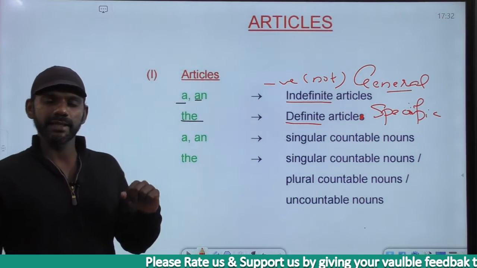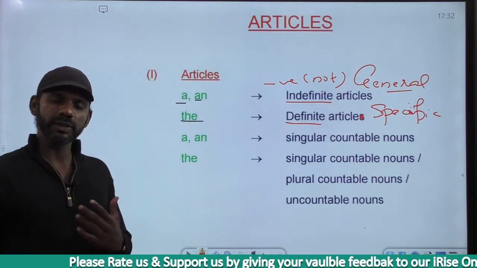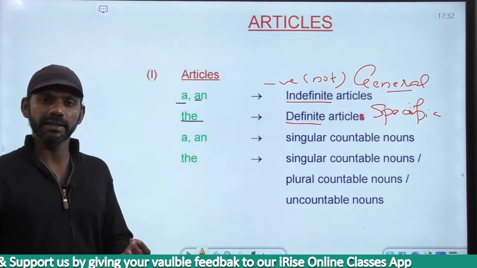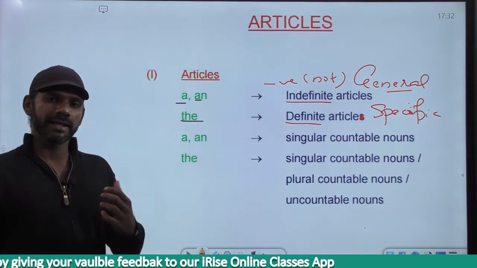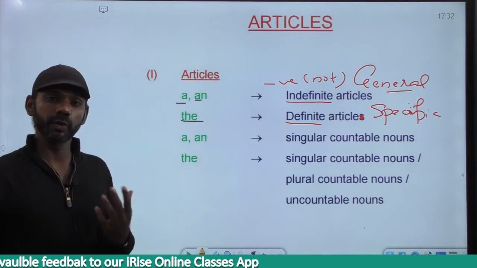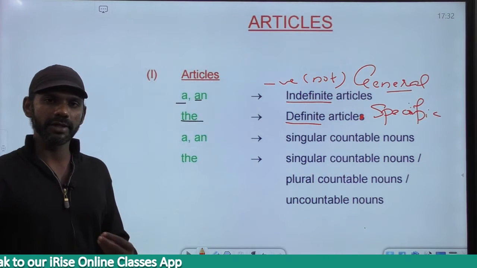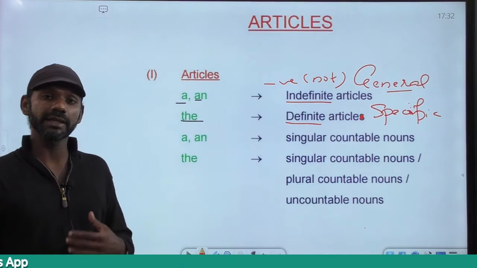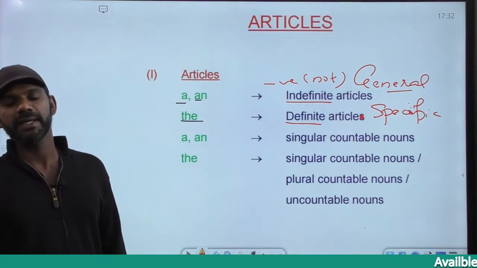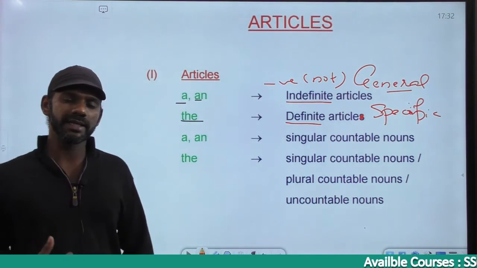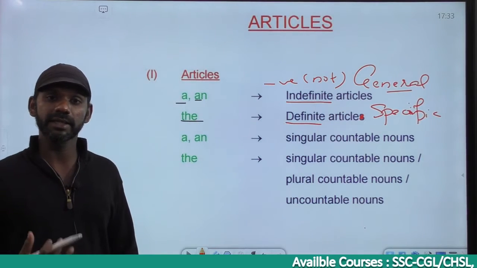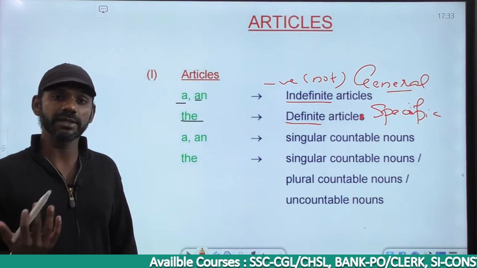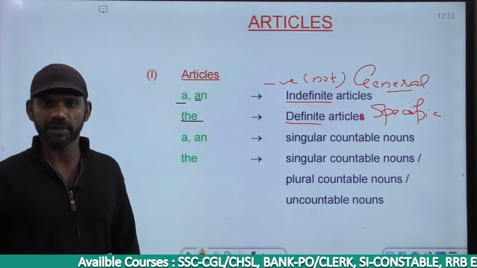Now, a and an. Can a and an be used with singular countable nouns? Yes, a boy, a girl, a pen, a book, a pencil. Can a and an be used with plural countable nouns? A boys, a girls? No. Can a and an be used with uncountable nouns? If I say water, water is uncountable. Should I say a water? No. It must be a glass of water. Water is uncountable. Glass of water is countable. So it must be a glass of water.